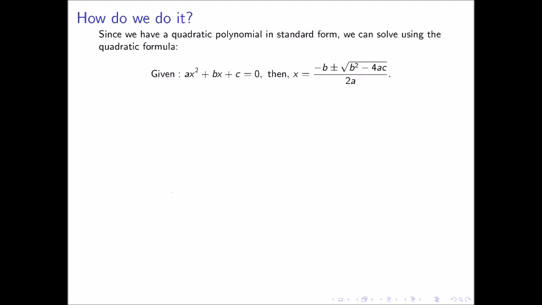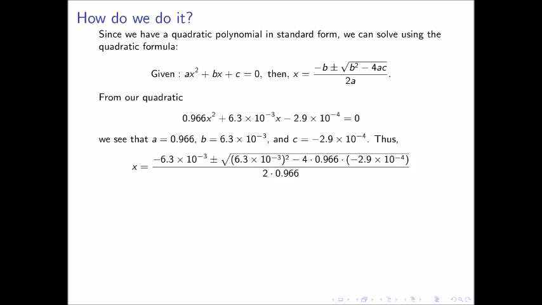Since we have a second-order polynomial, we can solve using the quadratic formula. Recall that given a quadratic, ax² + bx + c = 0, then x is equal to negative b plus or minus the square root of b squared minus 4ac, all divided by 2a.